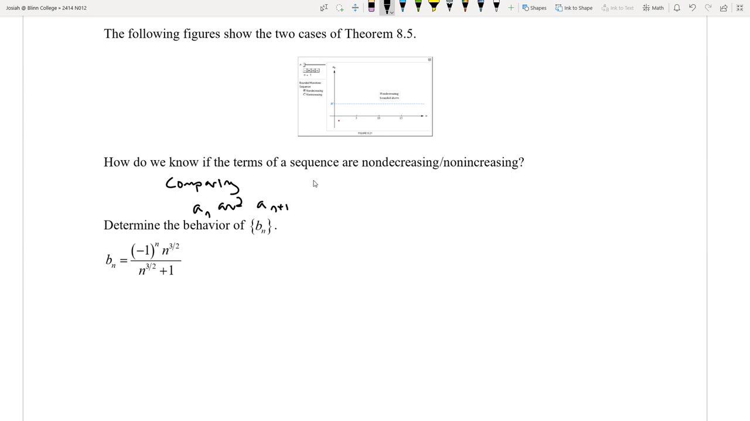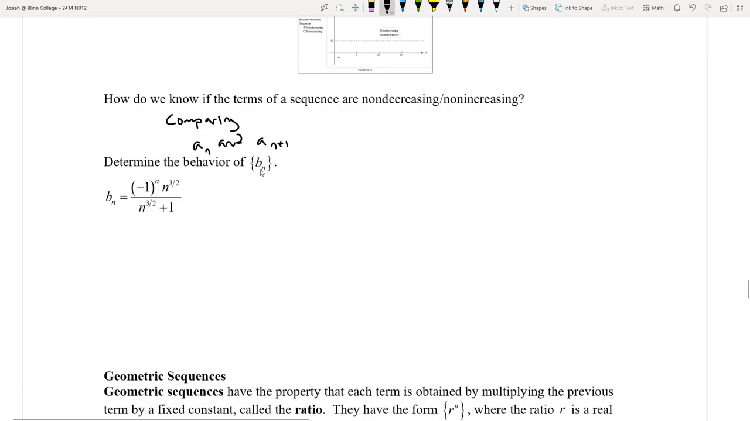All right. So we'll go ahead and look at b sub n. It says determine the behavior. So we're either determining that it diverges or, if it converges, what it converges to. So we see this guy here, this (-1) to the n. So this causes oscillation, which means we have to look at the two different cases: if n is odd, and if n is even.